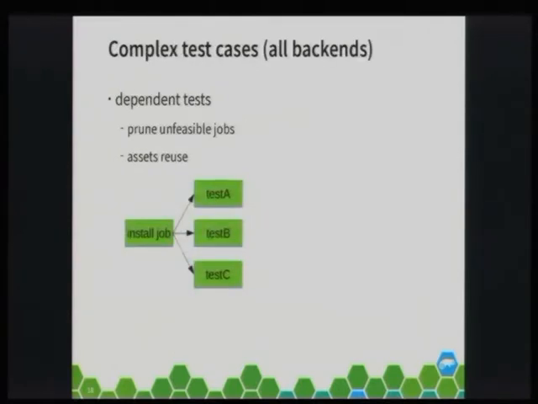We also support quite complex test cases. This is a chained relation. This is the dependent test. This basically means you specify that this test will run only when the first one finishes successfully, as a pass. So you can preserve resources. For example, when the installation failed, you just don't need to rerun the installation again and again when it's broken. So you save the time.